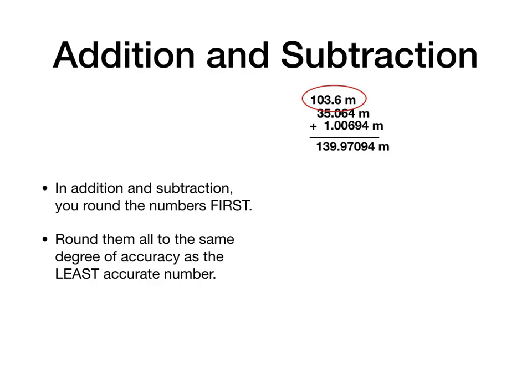So we go through and we take each one of those factors and we round them so that they're at the same degree of accuracy. It means we round them all to the nearest tenth. When you round those off, that's 103.6, 35.1, and 1.0 meters. Now, the rounding has already been done. Now we can grab our calculator, draw a line and add, type it in, and we find that our answer is 139.7 meters.